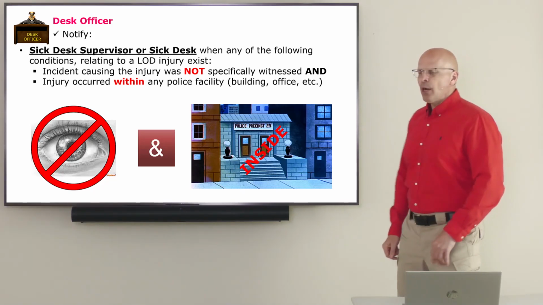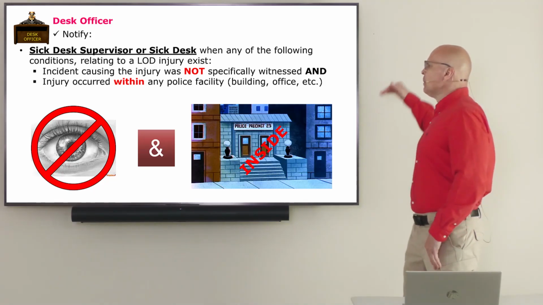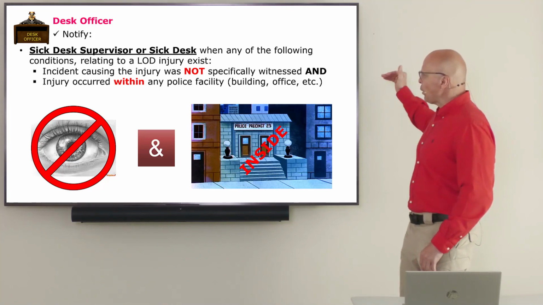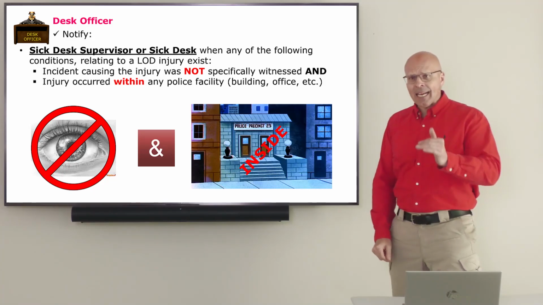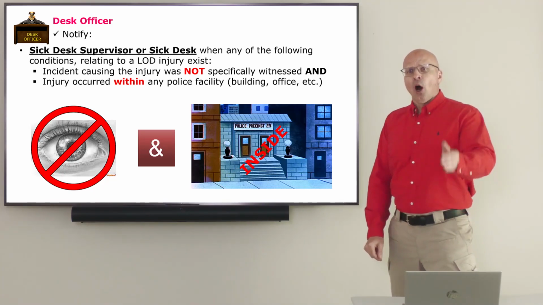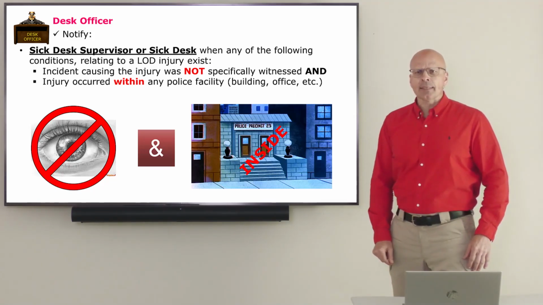Incident causing an injury was not specifically witnessed and injury occurred within any police facility. Example, building, office, etc. So 2 elements are required here to satisfy this situation on when the desk officer must notify the sick desk supervisor, sick desk.